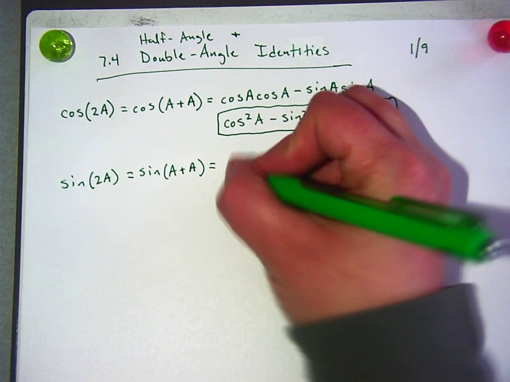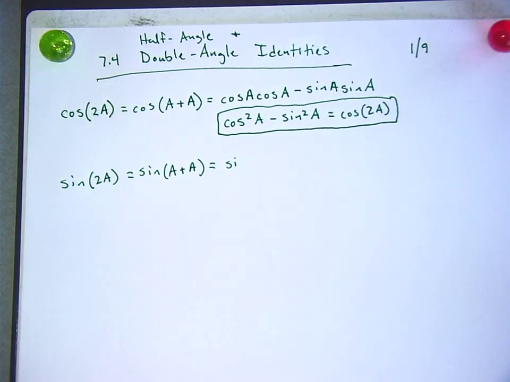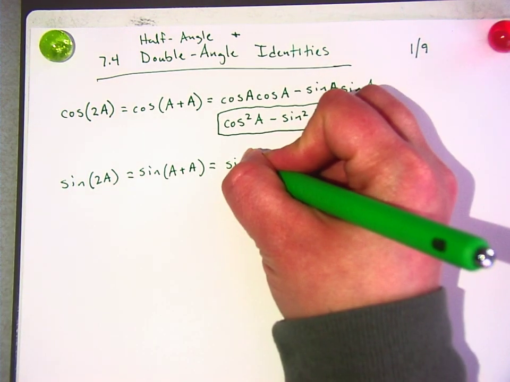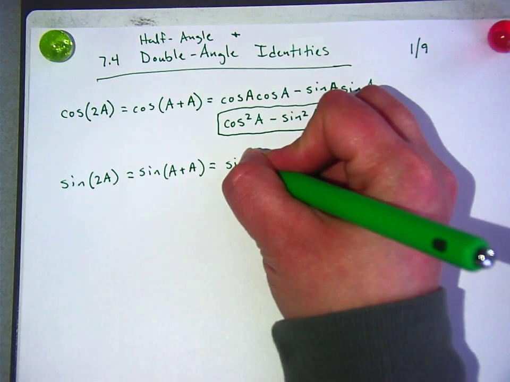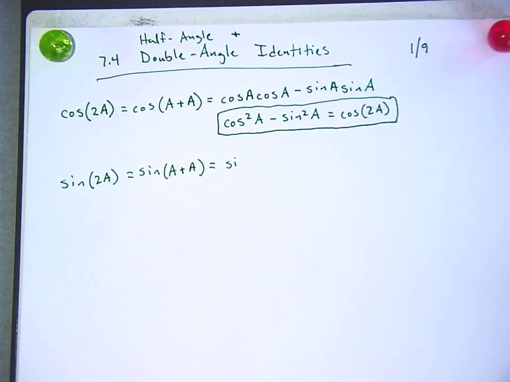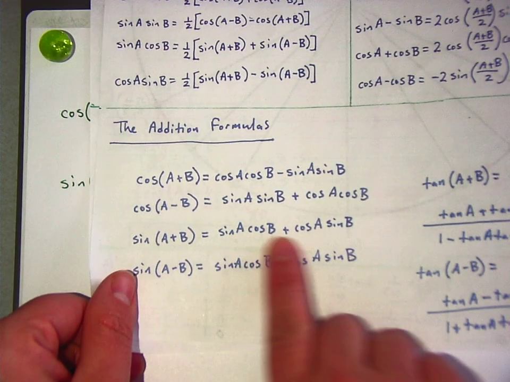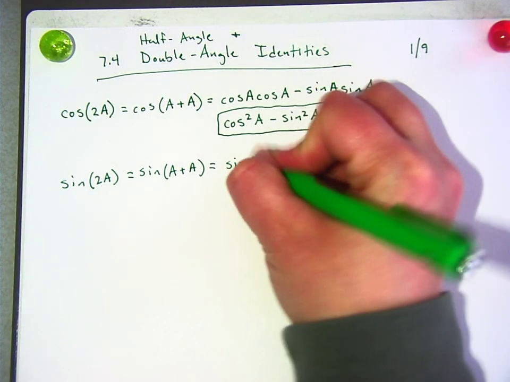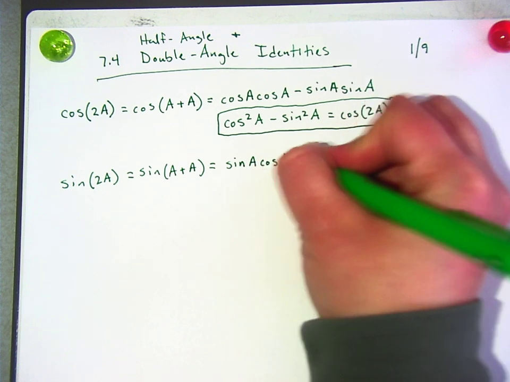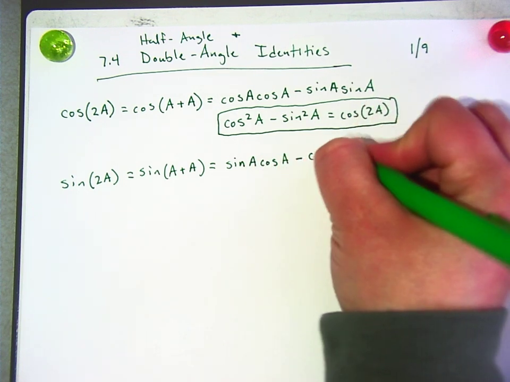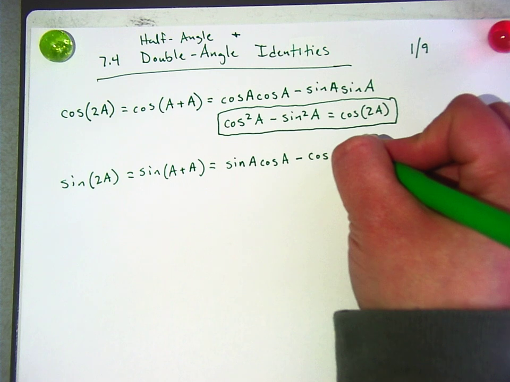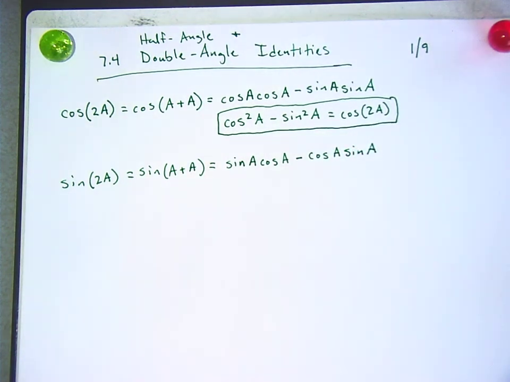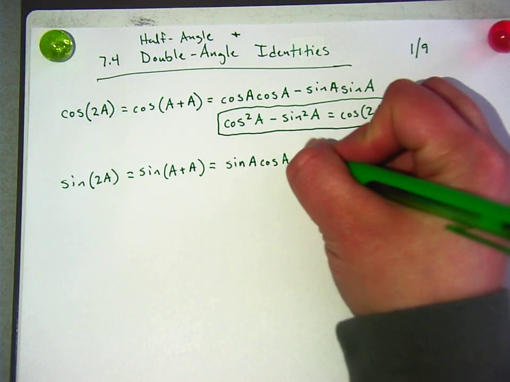Well, you got to look at the formula sheet at sine a plus b and make them both a's. Like the formula, this one right here, yeah, but we're making them all A's instead. So sine A cosine A, plus cosine A sine A. No, it's plus, right? Yeah.